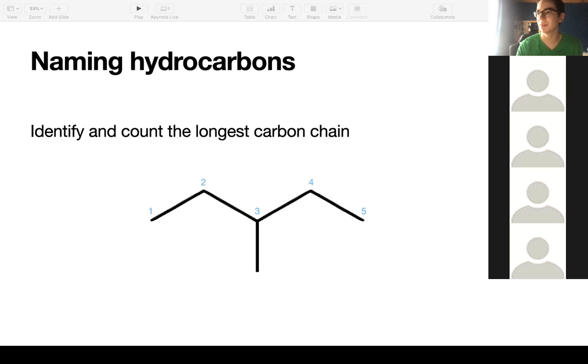And then we can see that because there are only single bonds, what is our suffix? Ane, A-N-E. So we identified our parent chain, or the longest carbon chain, as pentane. We can put that to the side and come back to it.